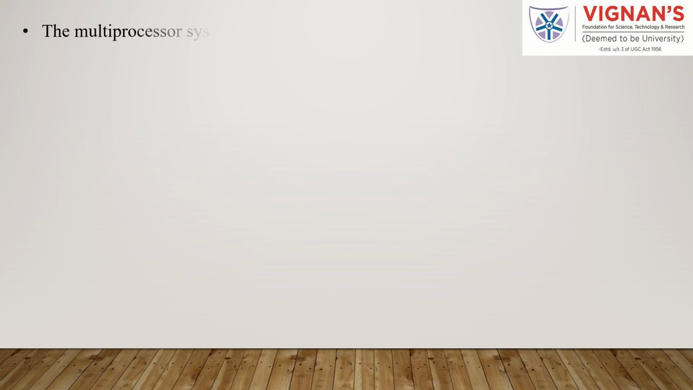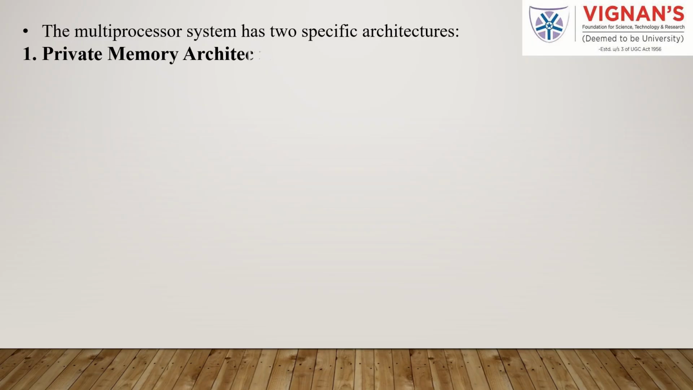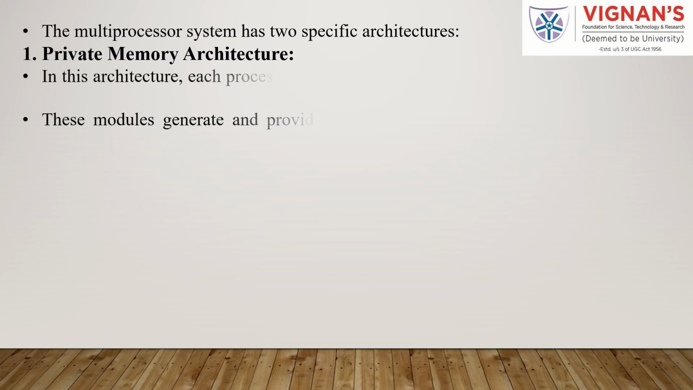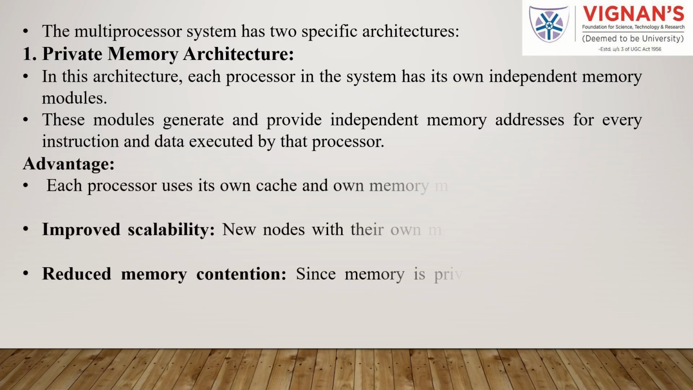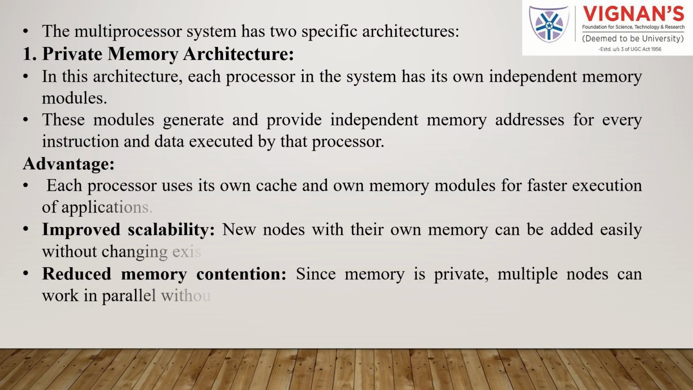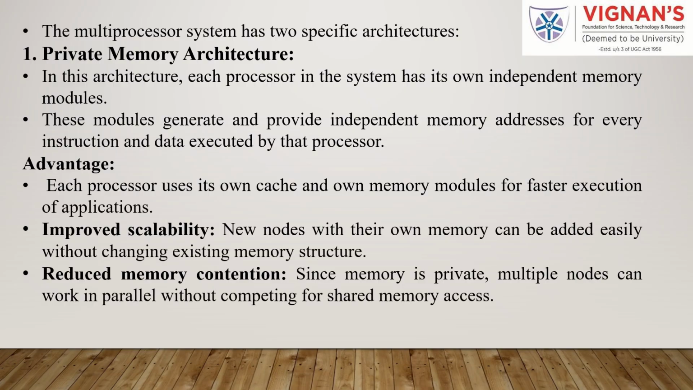The multiprocessor system has two specific architectures. 1. Private memory architecture. In this architecture, each processor in the system has its own independent memory modules. These modules generate and provide independent memory addresses for every instruction and data executed by that processor. Advantage: each processor uses its own cache and own memory modules for faster execution of applications.